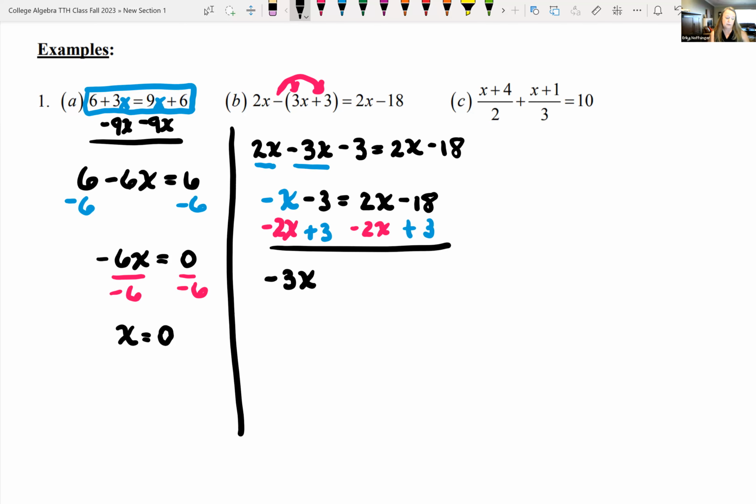Negative 3 plus 3 cancels, which we wanted. Equals 2x minus 2x, those cancel. And we have negative 18 plus 3. Opposite sign, subtract. 18 minus 3 is 15. Larger number has a negative, so this is negative 15. So terms with a variable.